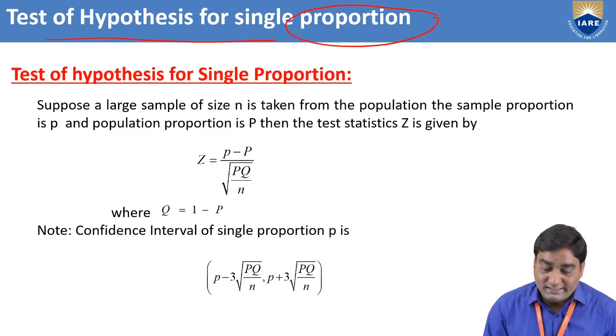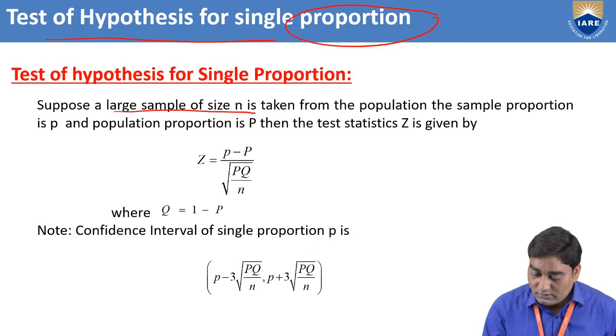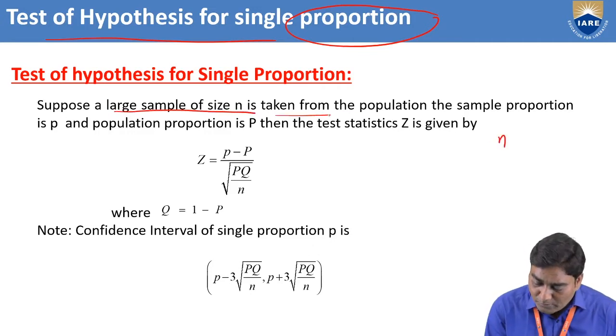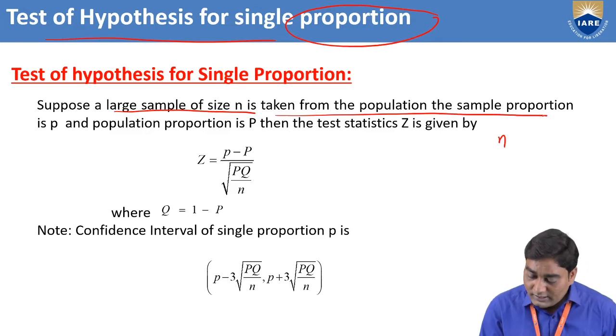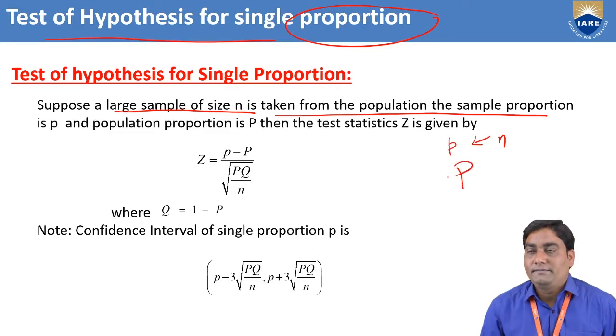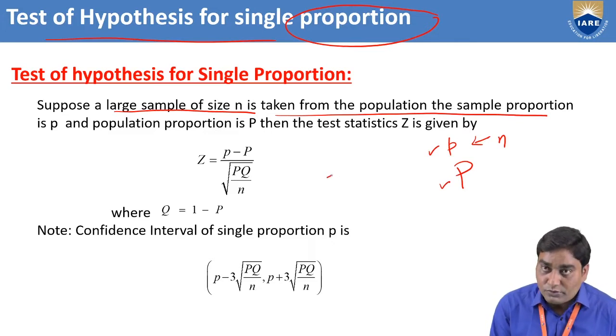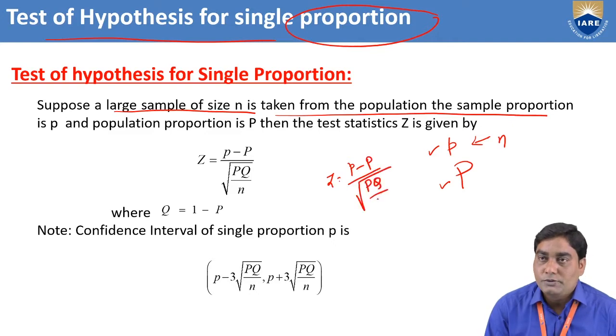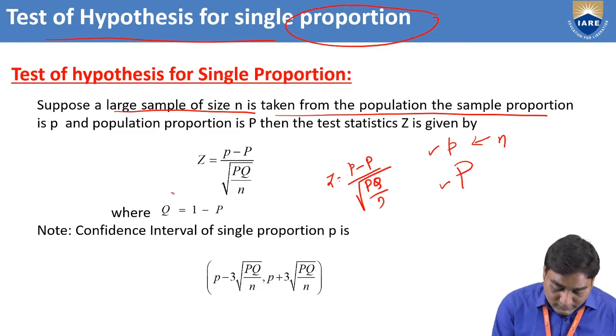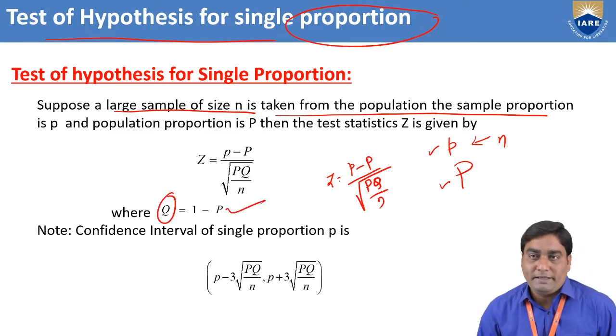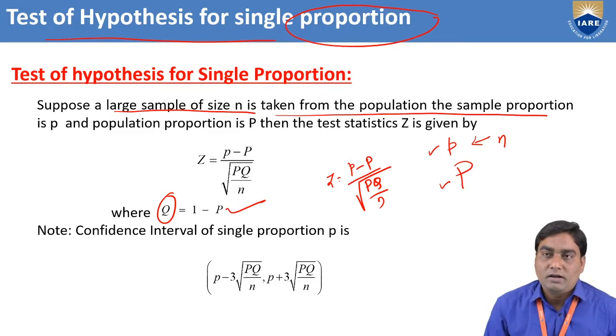The description of this test: a large sample of size n is taken from the population. The sample proportion is small p and the population proportion is capital P. Then the test statistic in step 4 is z equal to small p minus capital P by under root of capital P into capital Q by n, where this capital Q value we don't know. If you know capital P, we can find capital Q by using the formula 1 minus P.